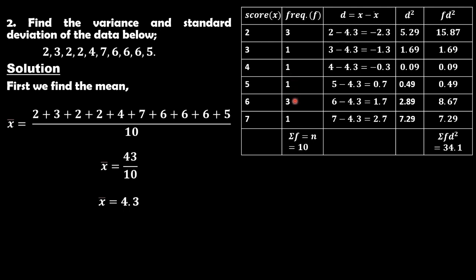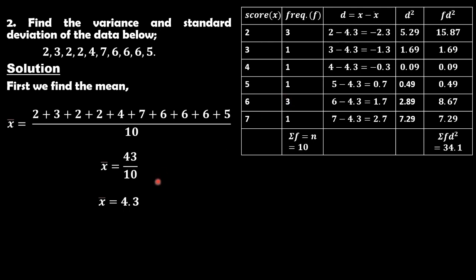And you continue like that. You can see that 6 appears 3 times, 1, 2, 3. That's why 6 has a frequency of 3. And all other data appear 1 time.